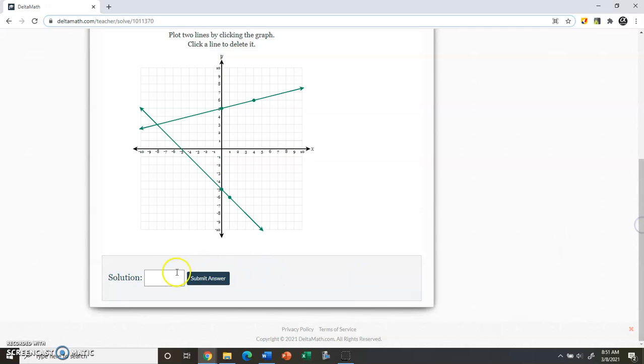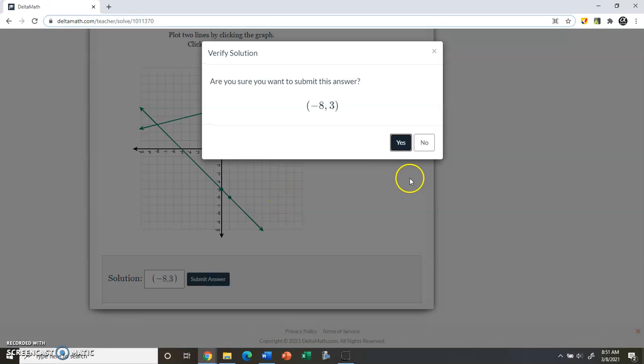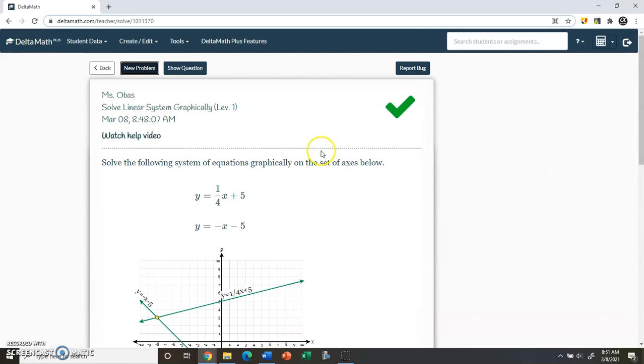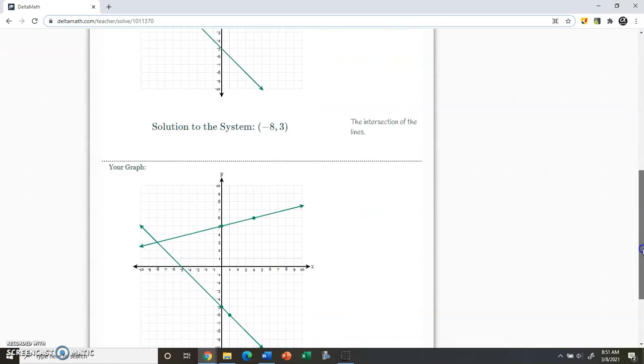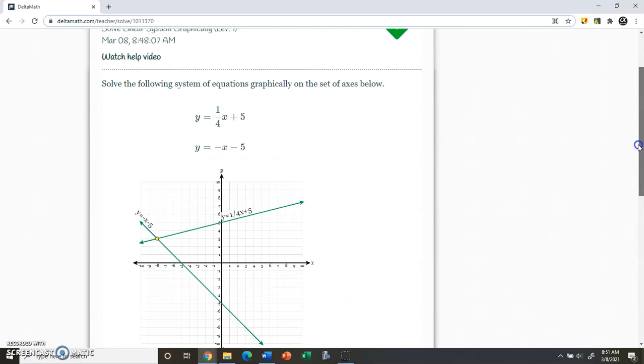So now I can write my solution. Let's say you did negative 8, 3. Delta Math is going to say it's wrong, even though those are the correct numbers for the common point, because you need to write it in coordinate form. That means it needs to be open parenthesis, negative 8, comma, 3, and close parenthesis. That's how you write a point. All right, so then you submit the answer, it asks you if you want to submit it, you say yes, and there you go. It shows you what you did and how it's supposed to be, and if you got it right, you got it right.